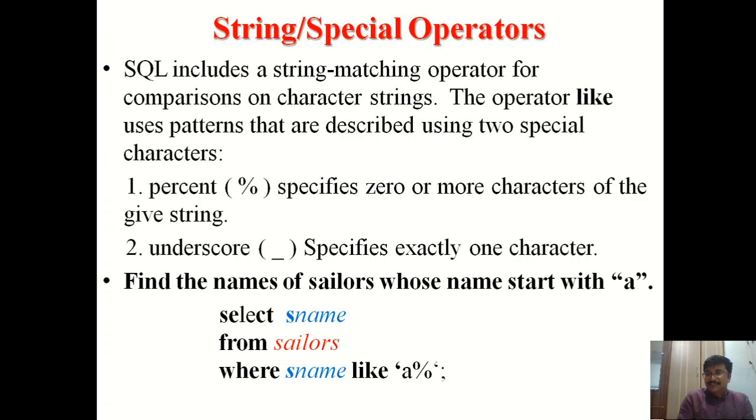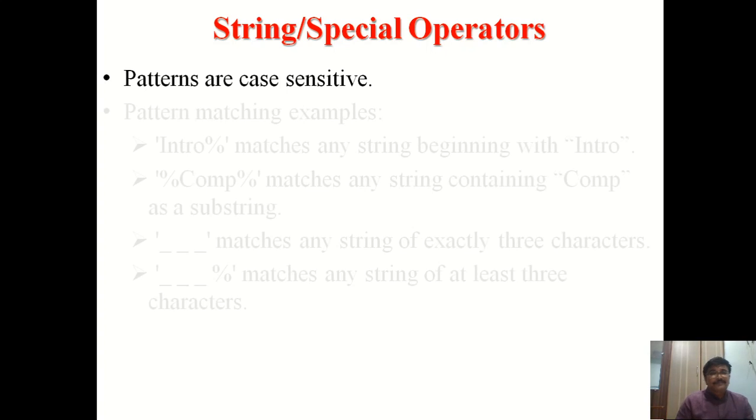This is called a string, that's why we place it in single quotes. So this query displays the Sailors' names whose name starts with A, like Andy, etc. So this is the query. Let us go for one more example, where you can clearly understand this. Patterns are case sensitive. That means if you give a small a, it checks for small a only. If you give capital A, it checks for capital A only.